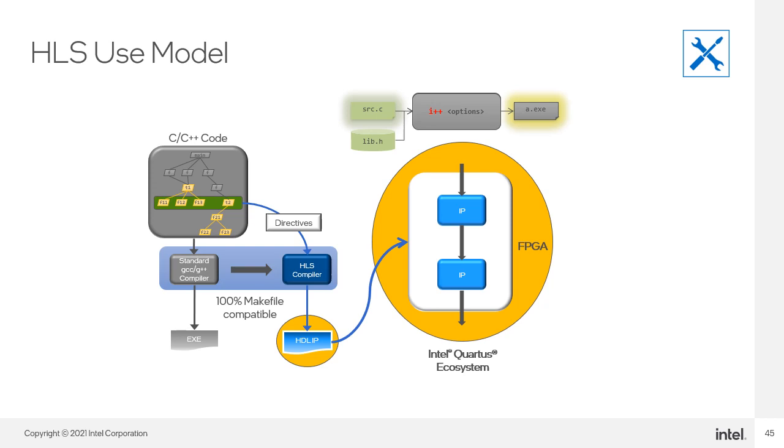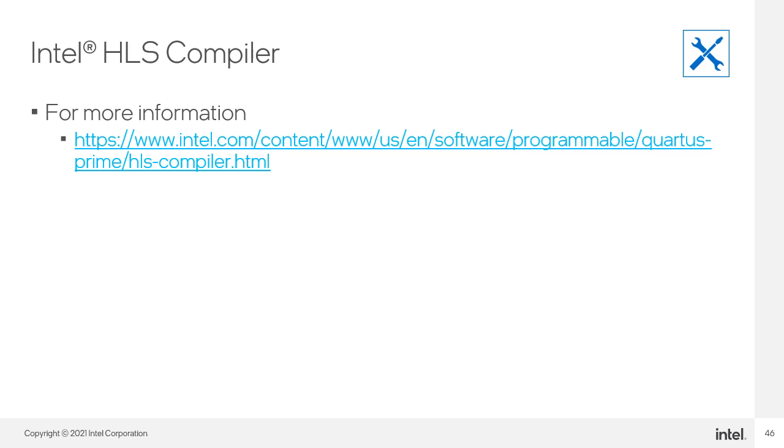If there are functions that need to be accelerated by putting them into the FPGA, the developer can then compile the same exact C code with the G++ makefile compatible Intel HLS compiler. The resulting output of the compiler is an IP block that can be integrated with other FPGA logic in the Quartus ecosystem. The Intel HLS compiler will also generate a host executable that will automatically co-simulate the IP in a hardware simulator, such as Questa, with the software test bench. Please visit the HLS compiler overview webpage for more information.